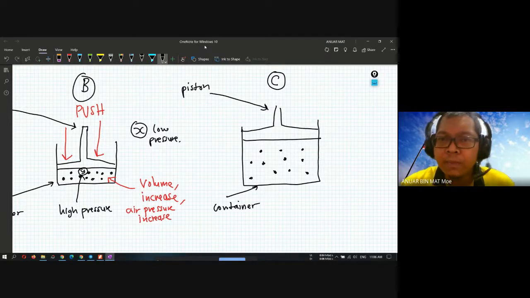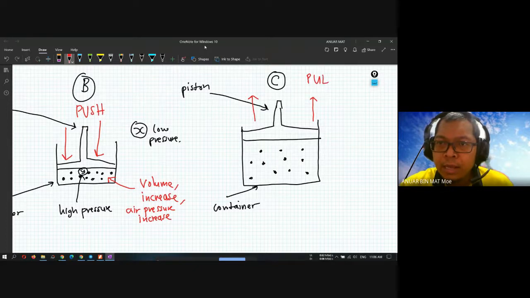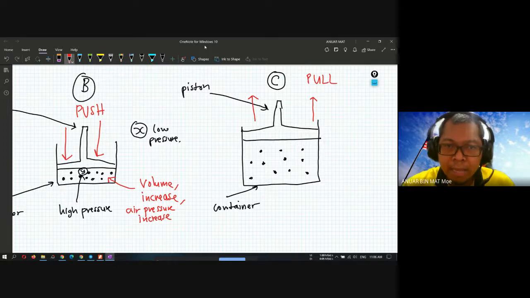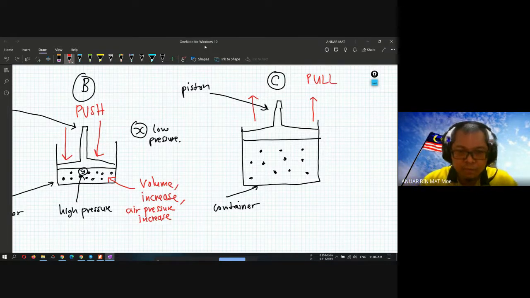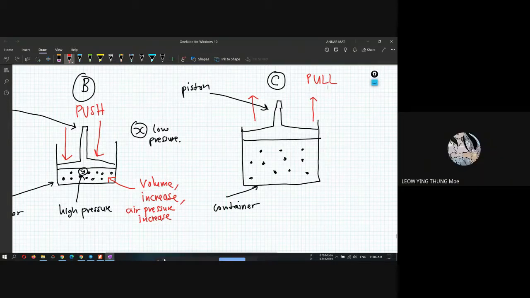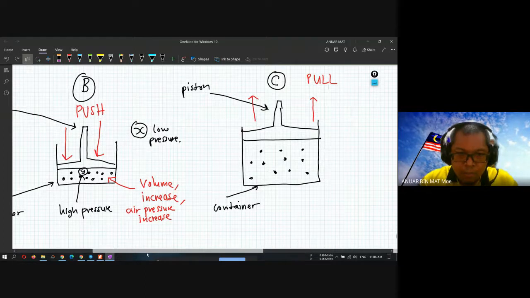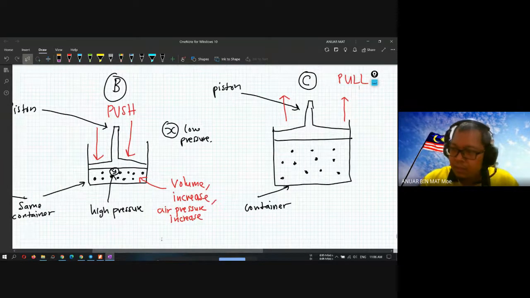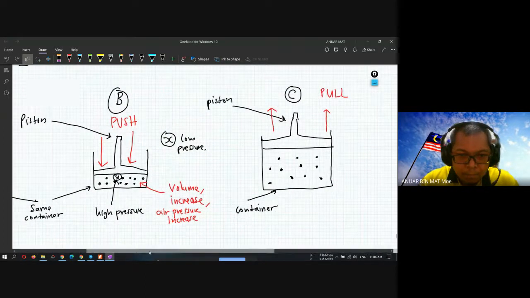Okay, now I am not pushing it downward. I pull it upwards. P-U-L-L. I pull it upward, until the maximum. Can you see the difference over here? Can you see the difference? Yes. Okay, I just try to zoom out a bit.